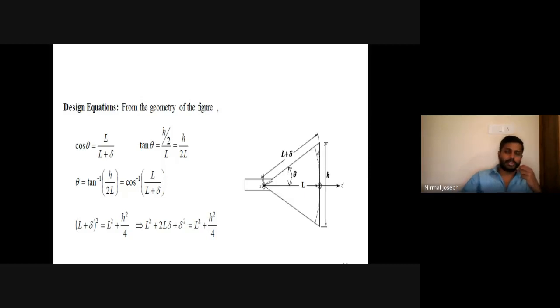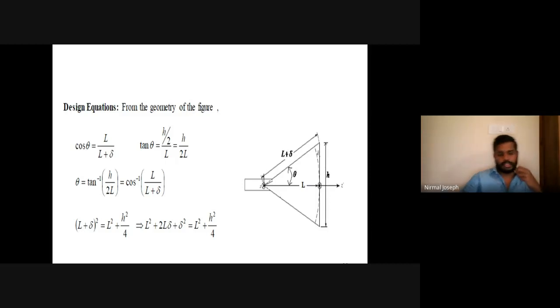Okay, so the total distance will be L plus delta. L, as you can see, is from the beginning of the waveguide to the end of the wavefront here. This L will be the same up to here since the wavefront is circular. Some length will be left over here, that is delta. So the total length of one leg will be L plus delta, and h is the total height of the waveguide.